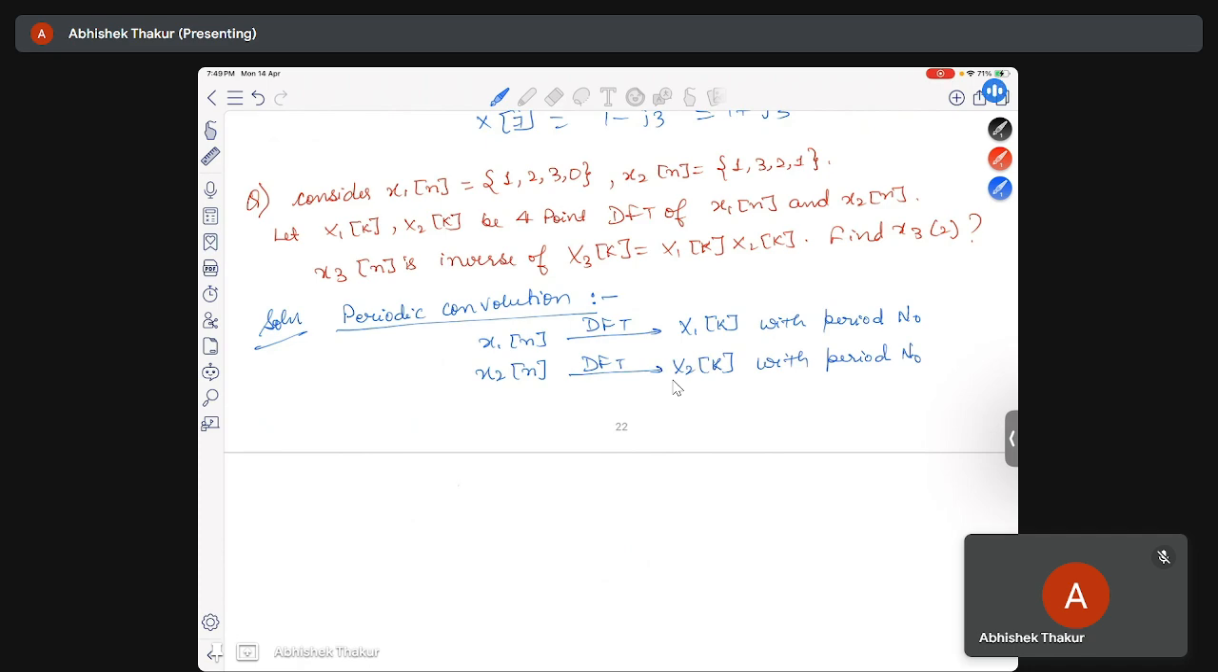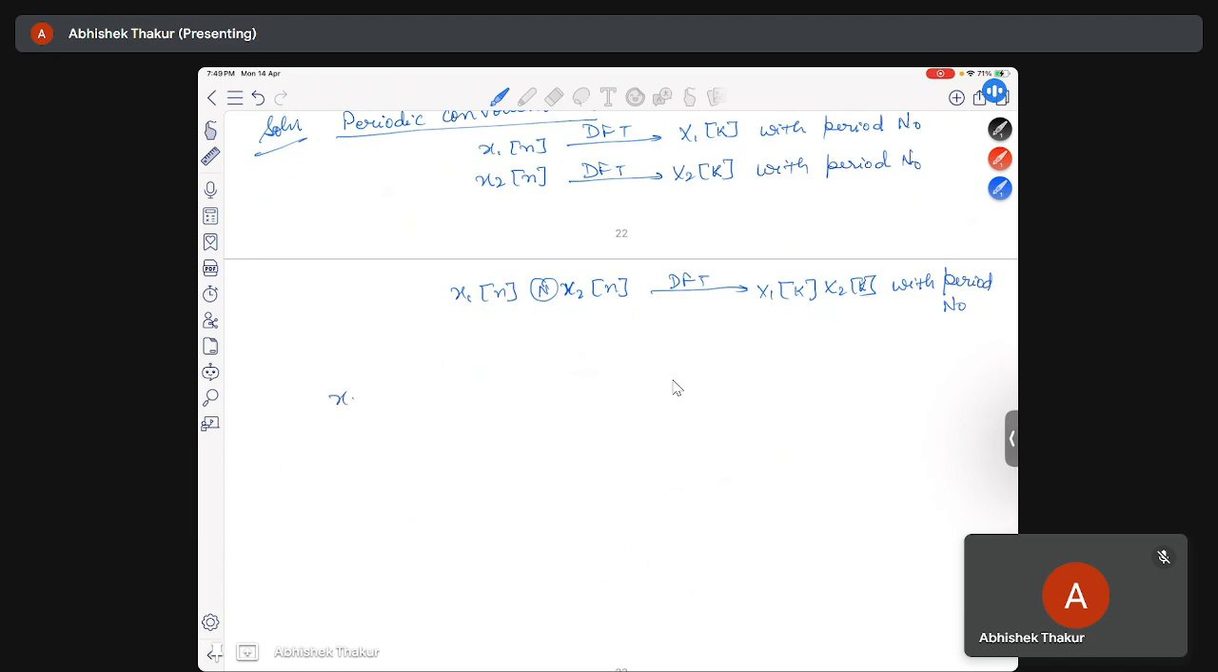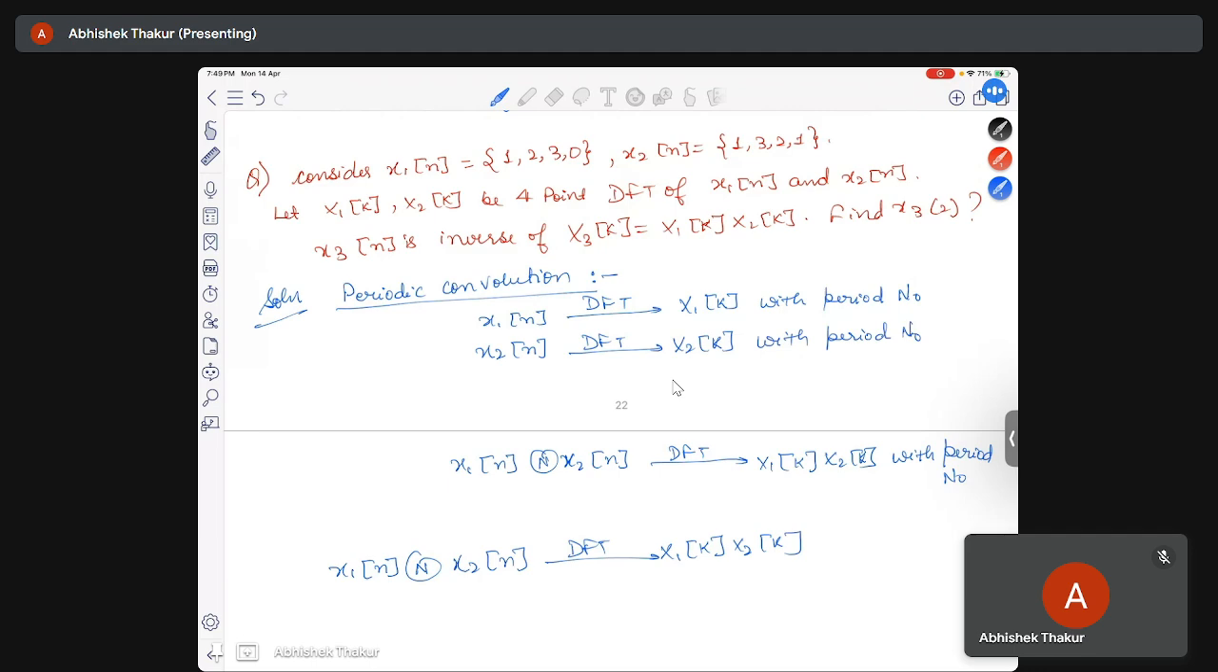then the periodic convolution of x1(n) and x2(n), the DFT of this is given as X1(k) X2(k) with period N0. The same concepts we will apply here. So x1(n) periodic convolution with x2(n), the DFT of this is given as X1(k) X2(k). What is x1(n)? 1, 2, 3, 0.